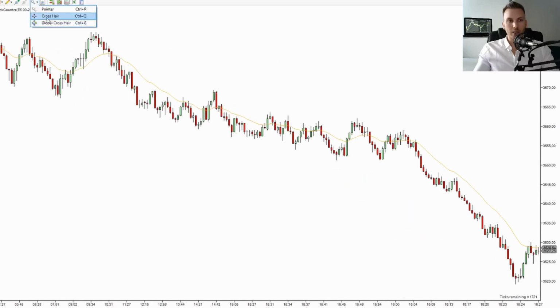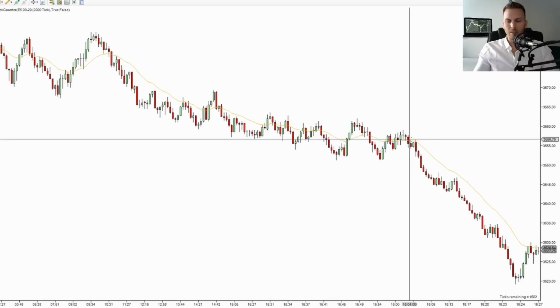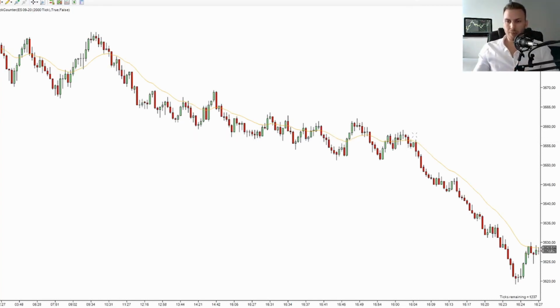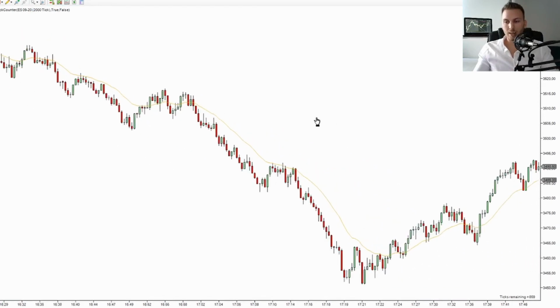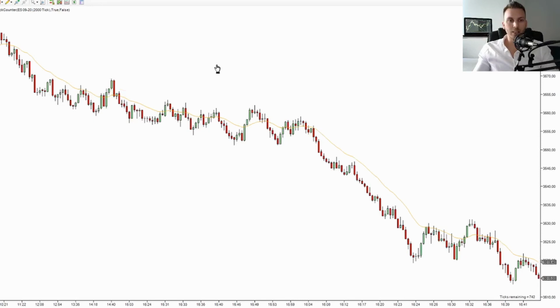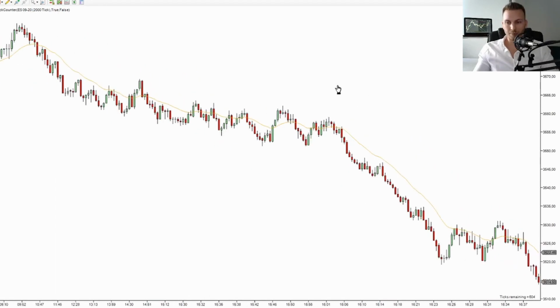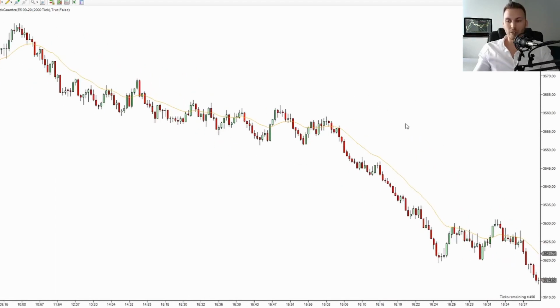I stopped trading at 4 o'clock. So I've missed this entire rally down. This was a good trend day. I mean, this is the kind of trend day that you want to take more than 2 or 3 trades.